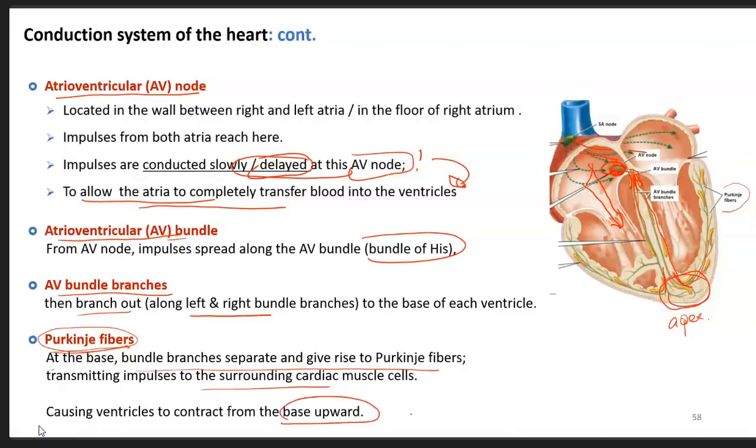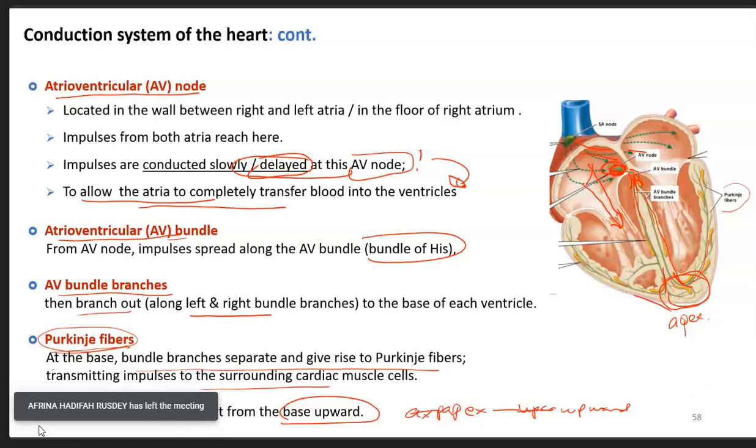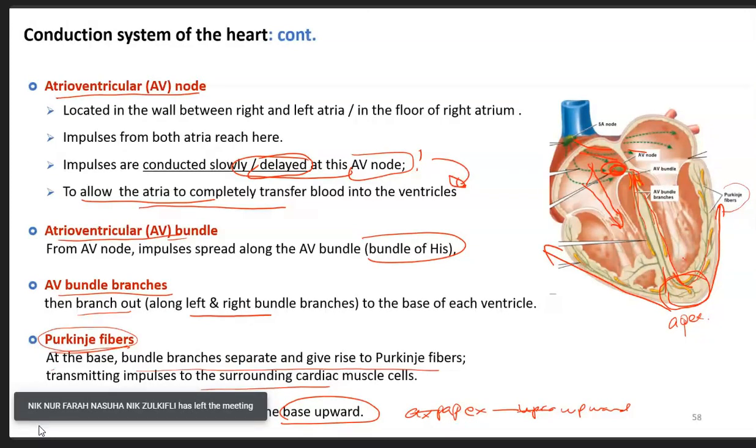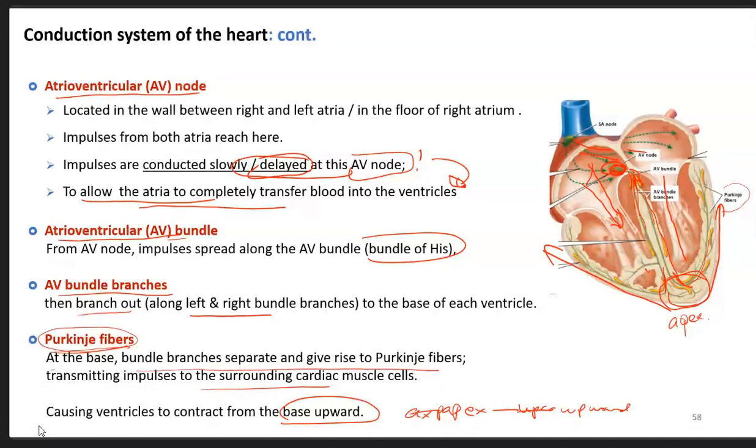From the base upward, or from the apex of the heart upward. So the contraction of the heart, especially at the ventricle, needs to start from the apex upward. Why? Because this is to push the blood in the ventricle out of the heart. So the ventricle needs to contract from the apex upward.